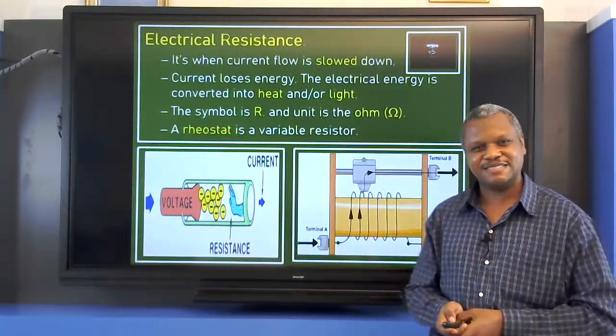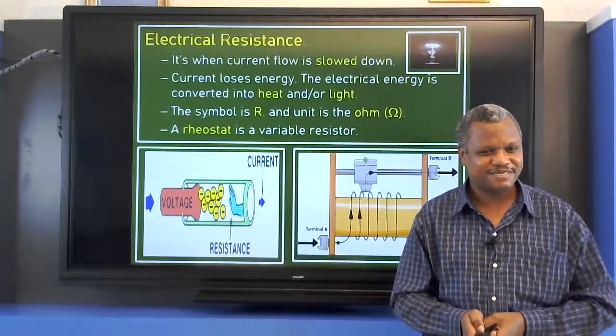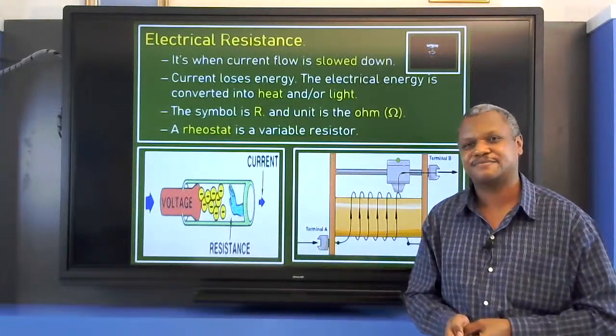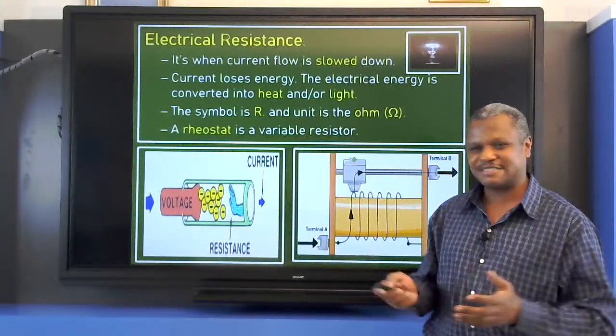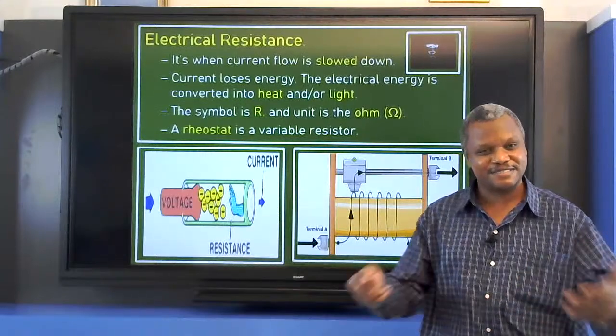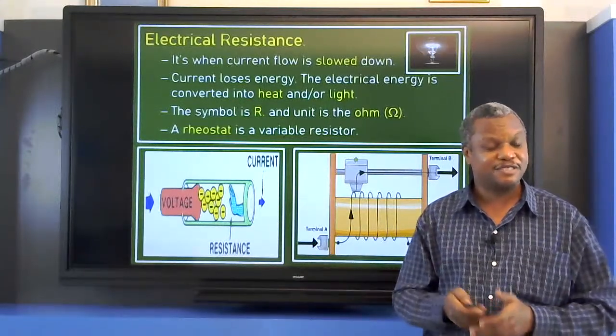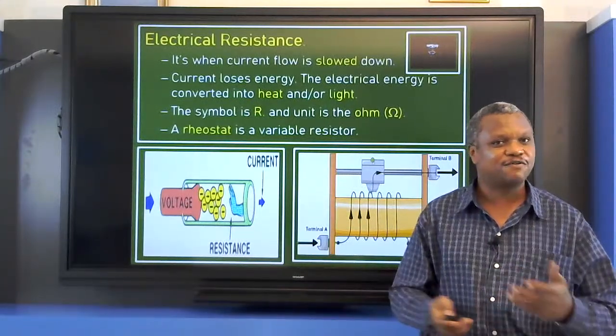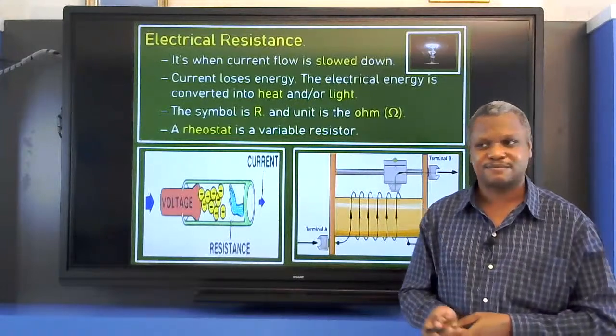Now, a rheostat is a variable resistor. We did this last week. Meaning, it's a resistor whereby you can either increase the resistance or reduce the resistance, therefore affecting the current.